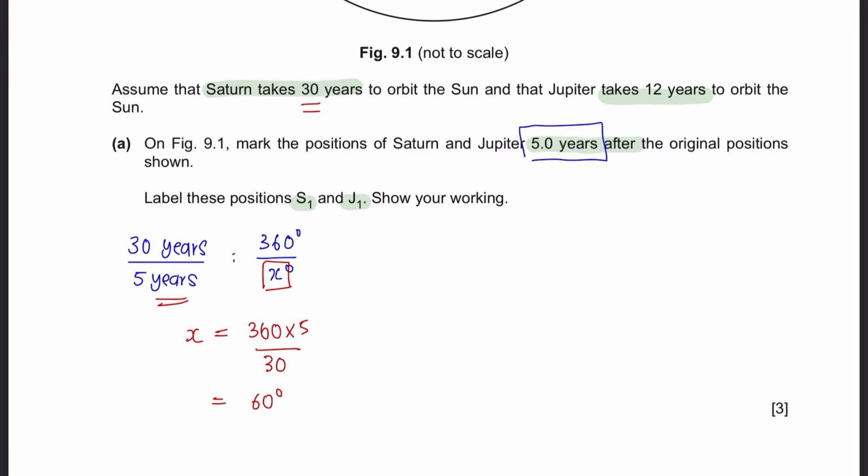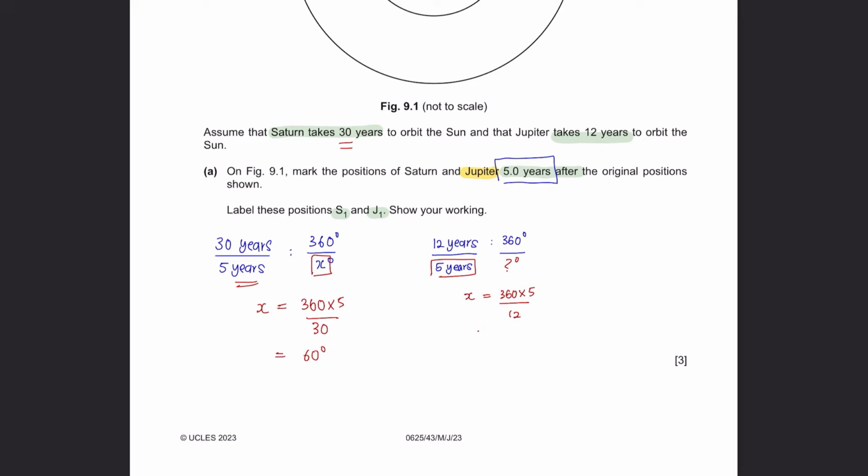Next, we're going to repeat the same thing for Jupiter. If Jupiter takes 12 years to complete a full circle of 360 degrees, at what angle would Jupiter be after 5 years? And you will get an angle of 150 degrees after 5 years.